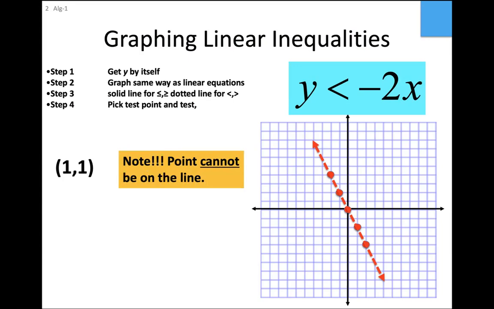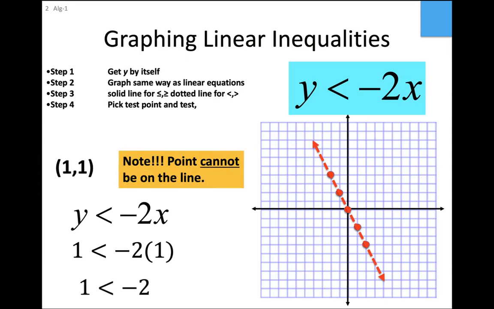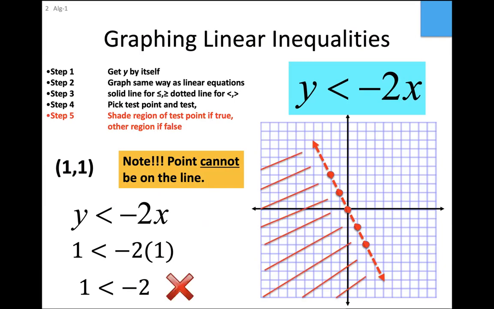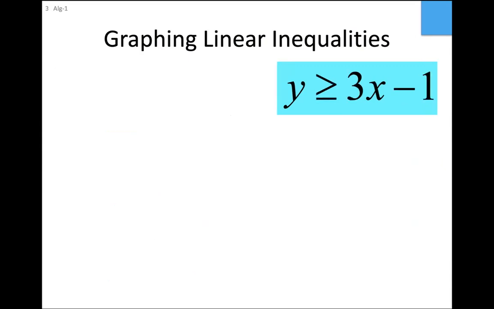Once again, I pick 1, 1 because when I throw it in, the number is small and I can't mix them up. Even if I put the 1 in the wrong place, they're both 1s, so it wouldn't make a difference. So I'm going to throw 1 for y, 1 for x, do the math. Negative 2 times 1 is negative 2, and then look to see if that's true or false. Is 1 smaller than negative 2? No. So 1, 1 is on the false side. 1, 1 is to the right of that dotted line, so we're going to shade the other side. Does that make sense? We're just going to be doing a bunch of these today.